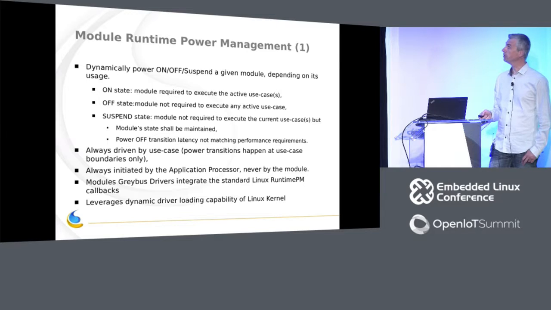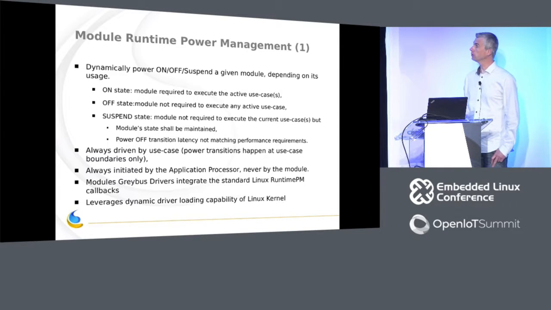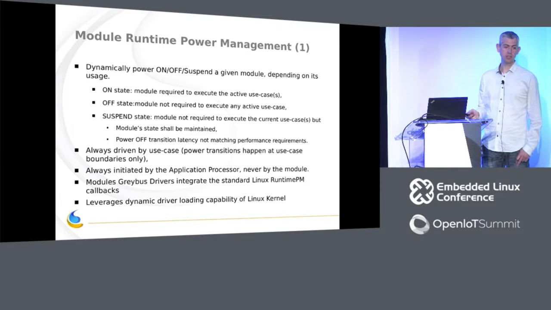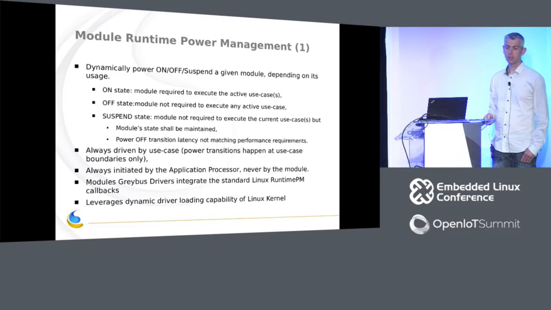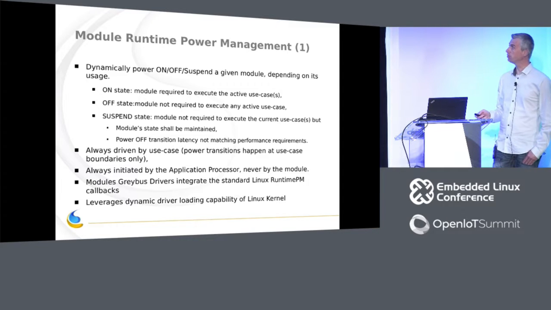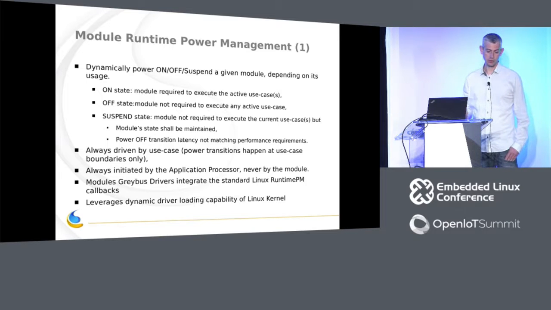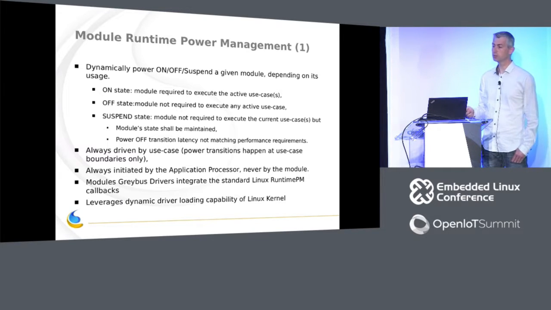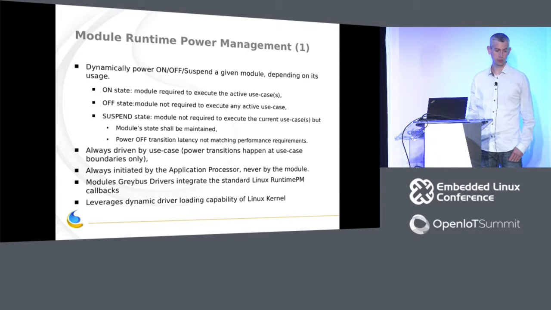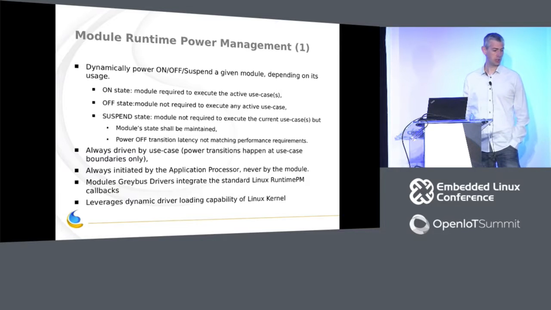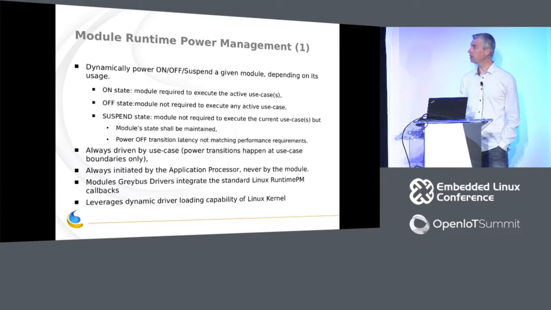So the module shall be in the on state when there is any active use case requiring it. It should be turned off when there is no active use case requiring this module. It may also be suspended. Life is not that easy. It's not just about being on or off, but sometimes for some use cases we don't want to pay the penalty of completely shutting down a module. We may want it to resume quicker than usual, and we may also want to keep the software state inside the module maintained. So that's why we also support a suspend state, where everything is maintained and can resume faster.